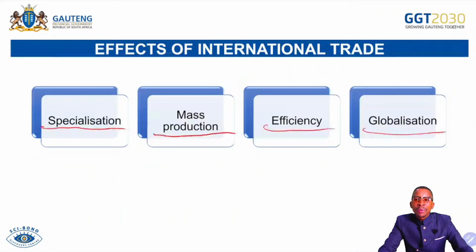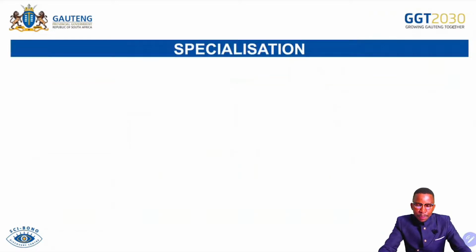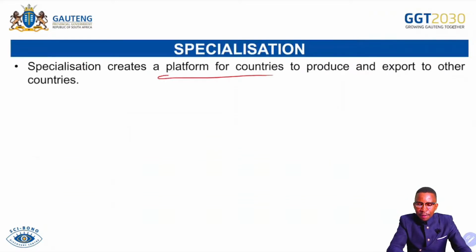goods effectively without some restrictions. That will be causing what we call globalization. That's when countries end up forming together some trade blocs so that they will trade effectively with one another by removing some trade restrictions. So, specialization. Specialization creates a platform for countries to produce and export to other countries.